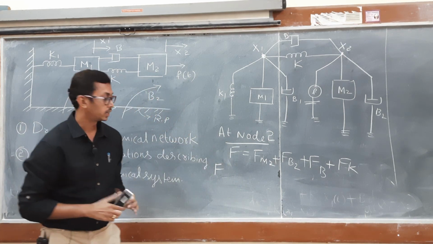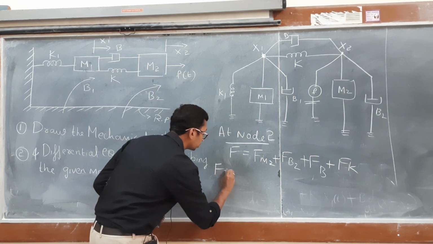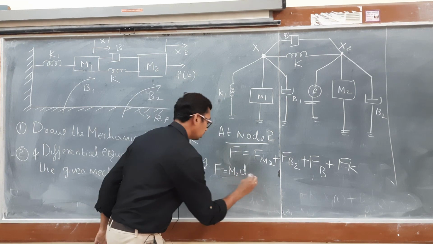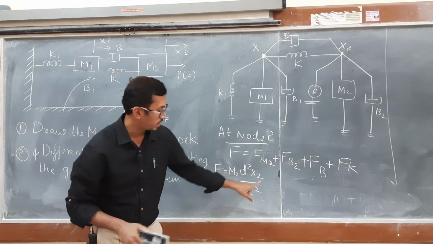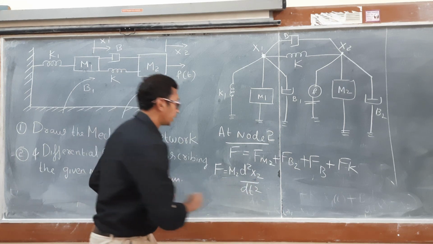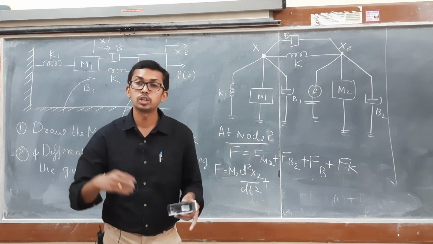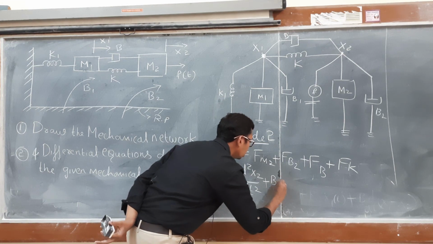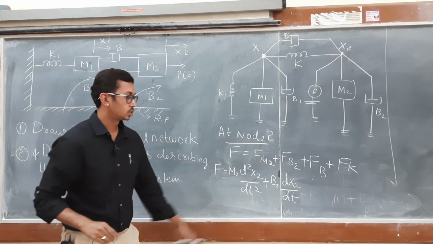What is the differential equation for mass? Mass is proportional to the acceleration. So this will be written as m2 d square x2 by dt square, because we are writing with reference to node number 2. Therefore, it must be x2. Next, F of b2. It is proportional to the velocity, so this can be written as b2 dx2 by dt.